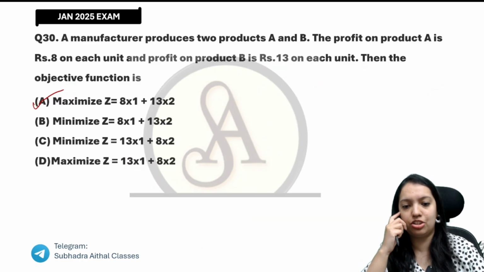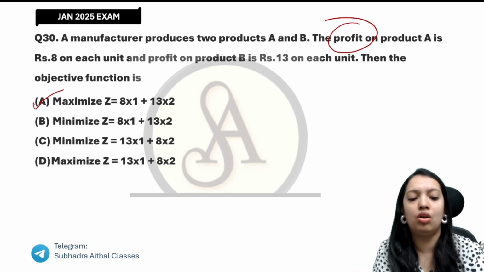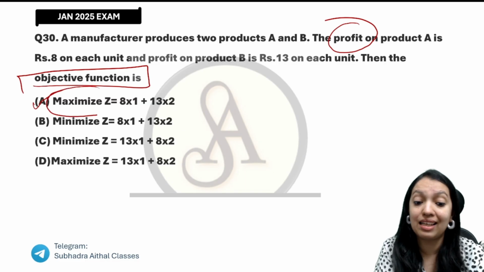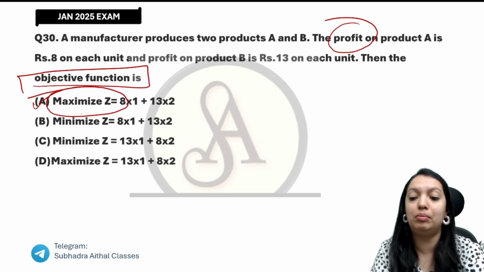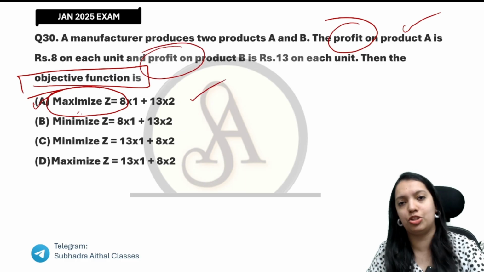Next, the manufacturer produces two products A and B. Profit information is given. Your objective function will be to maximize the profit. Maximize profit on product A, maximize profit on product B, and this solution is option A.